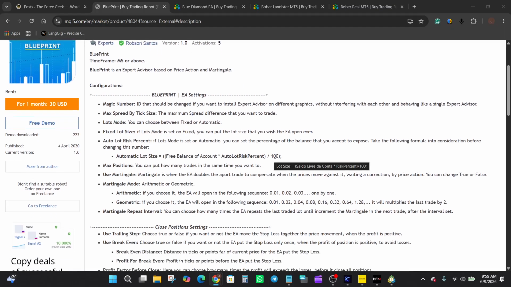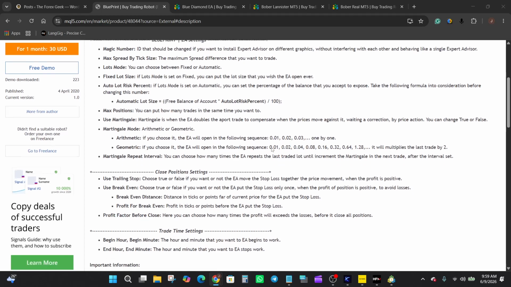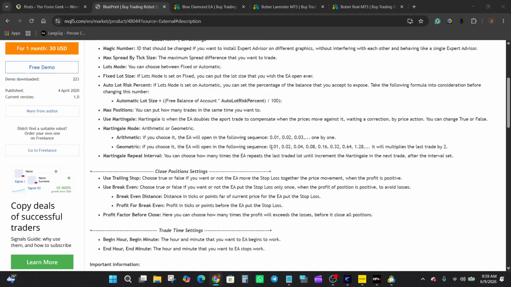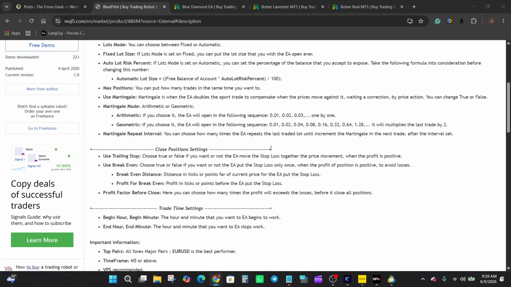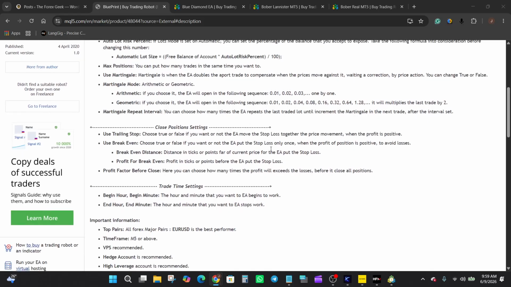Now, as I scroll through the product details, we can see a number of configurable settings. The EA includes a magic number setting, which is useful if you are running multiple instances on different charts and want them to operate independently. For position sizing, there are both fixed lot and automatic lot options. With automatic lot sizing, the EA calculates position size based on a percentage of available account balance, allowing traders to adjust risk exposure according to their preferences.